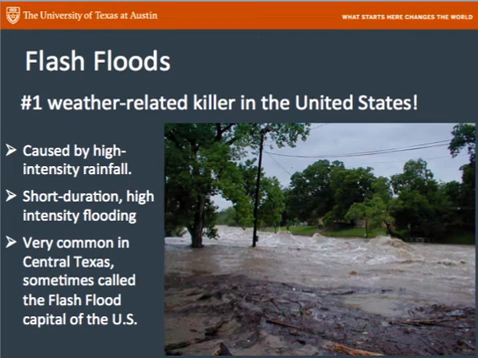Now, one thing that is more difficult to prepare for is a flash flood. Flash floods are the number one weather-related killers in the United States, and they're caused by very high intensity rainfall for a short duration, which causes very intense flooding. They're quite common in central Texas, which is sometimes called the flash flood capital of the U.S.